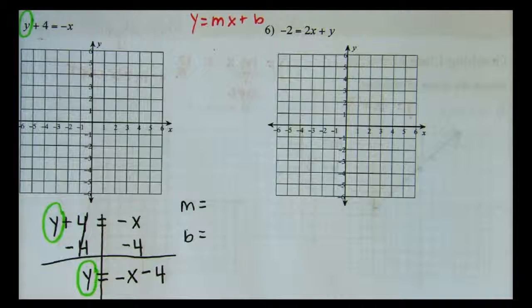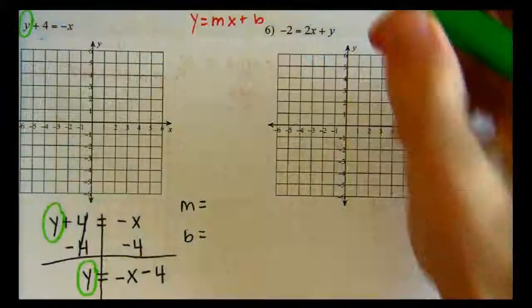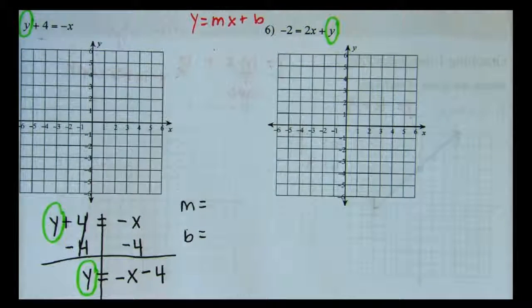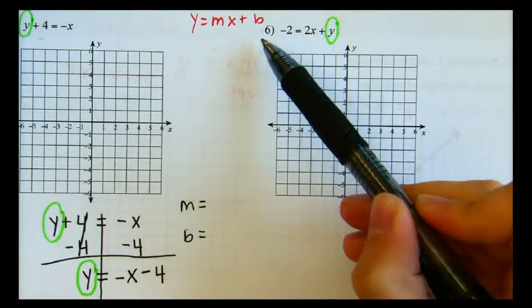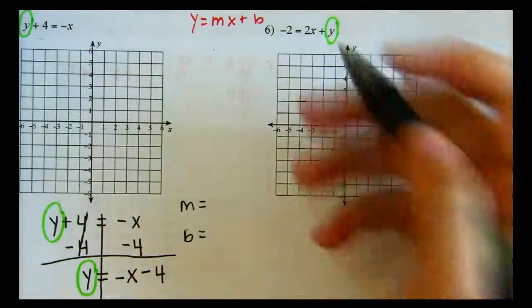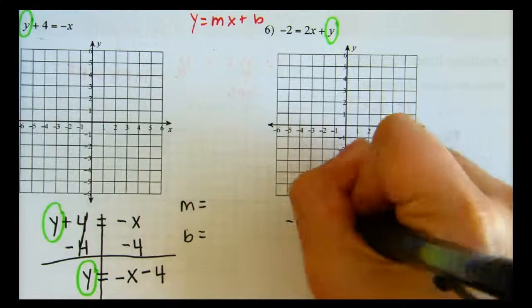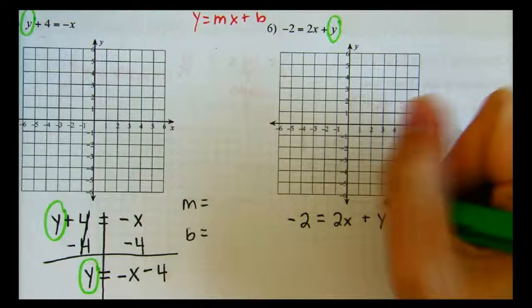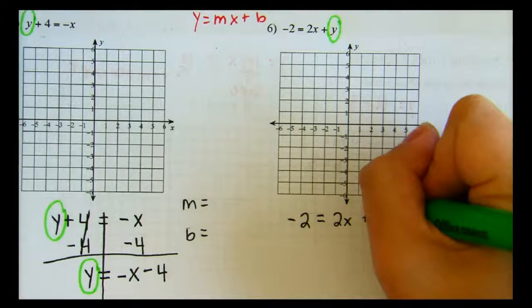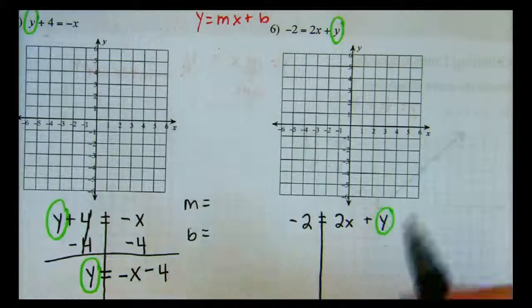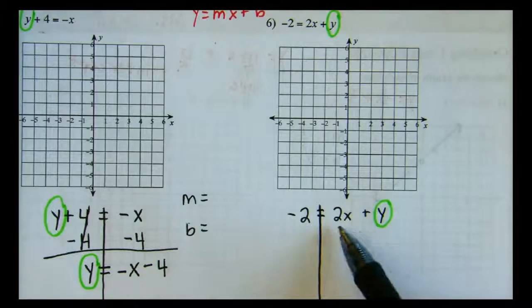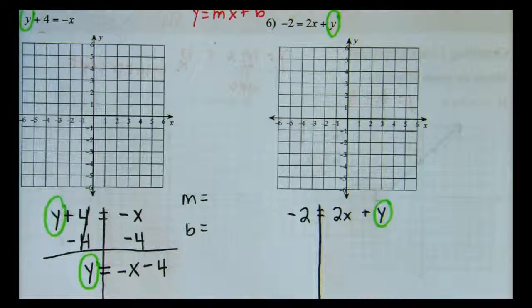Okay, let's go ahead and take a look at number 6. So with number 6, here's my y. Is it by itself? Nope, so therefore my equation's not in slope-intercept form. I'm going to copy it down here. Negative 2 is equal to 2x plus y. So I'm going to circle my y and draw my line. What is on the same side as y? Great, my 2x is on the same side as y.